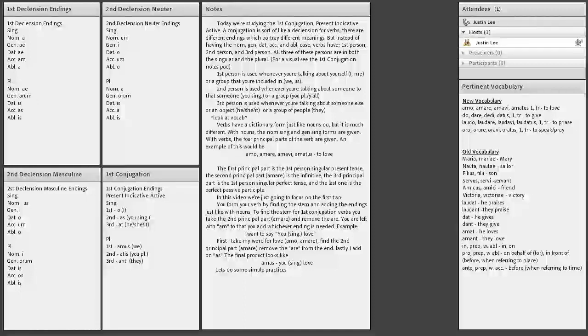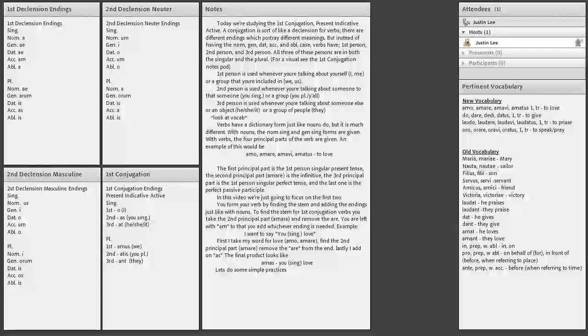Welcome back. Today we're going to be studying the first conjugation, present indicative active. A conjugation is sort of like a declension for verbs. There are different endings which portray the different meanings, but instead of having the nominative, the genitive, the dative, the accusative, and the ablative case, verbs have first person, second person, and third person. All three of these persons are in both the singular and in the plural.